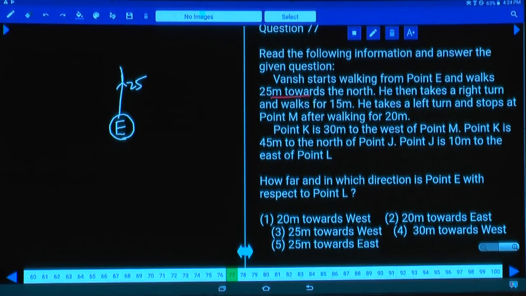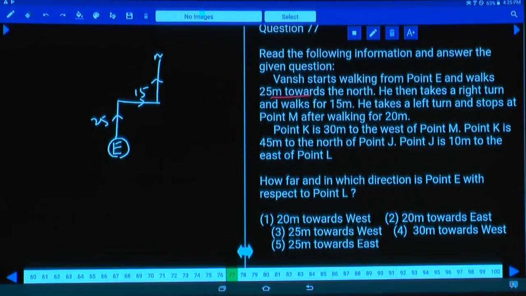He then takes a right turn and walks for 15 meters. Right hand side, he traveled for 15 meters. He takes a left turn and stops at point M after walking 20 meters. Once again, because the space is not sufficient here, let us fix E at this place. If E is here, he walks 25 meters towards north, then takes a right turn and walks 15 meters, and this is 15. After this 15, he takes a left turn and stops at point M after walking 20 meters.